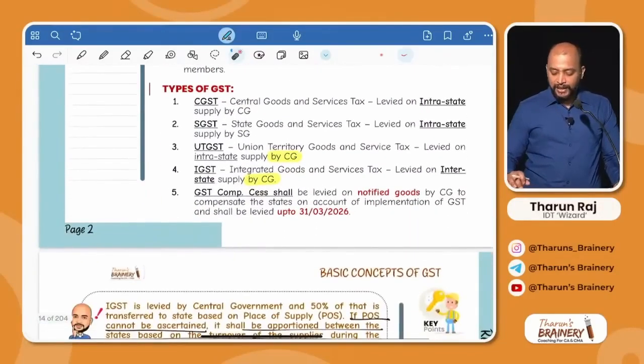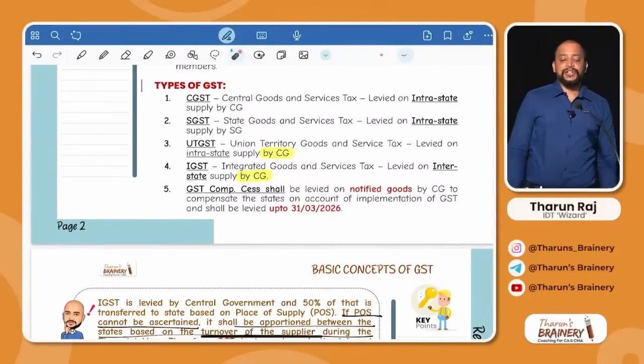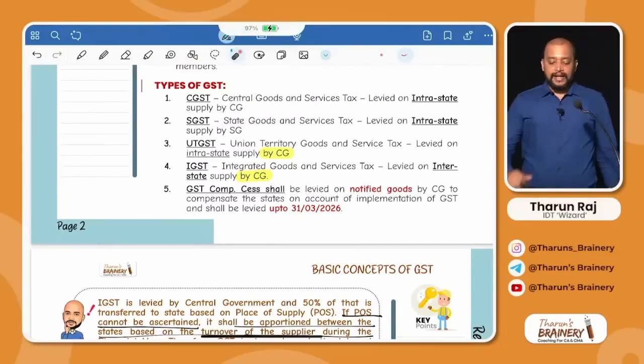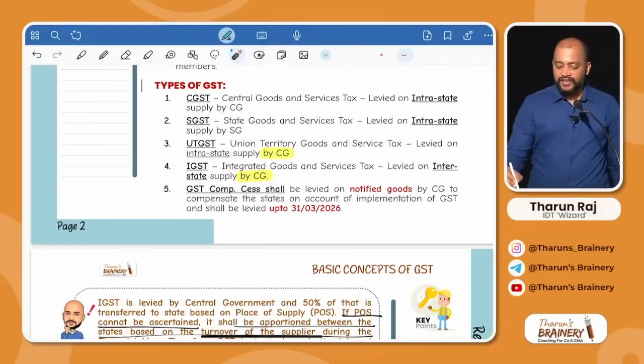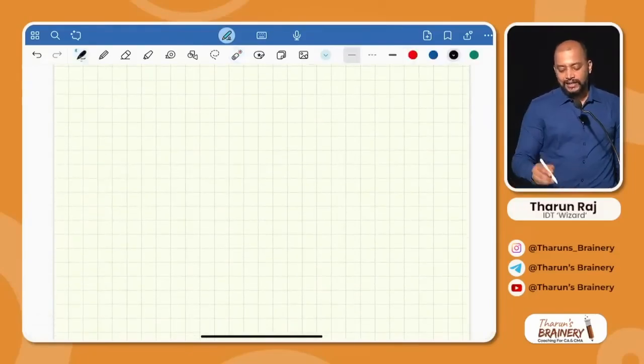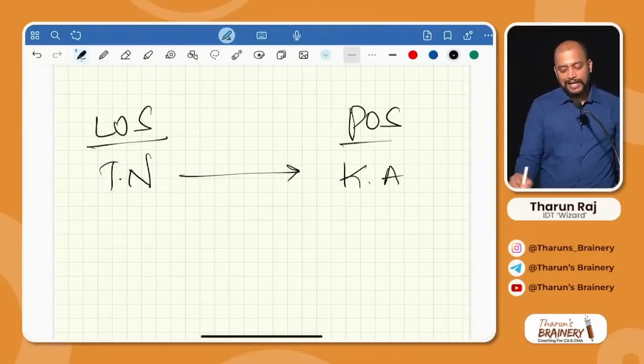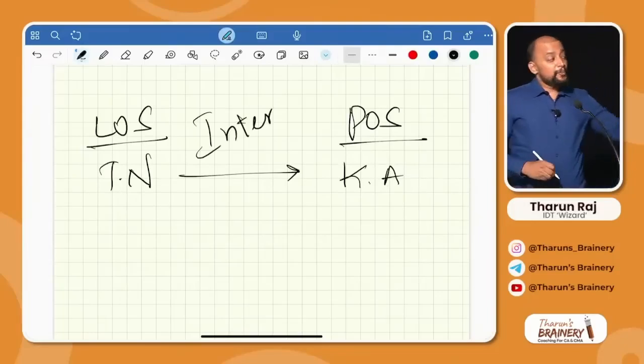Then coming back to this, there is something called GST compensation cess. What is it? Listen, take the same transaction in the past: I am located in Tamil Nadu and my recipient is located in Karnataka. The location of supplier is Tamil Nadu, place of supply is Karnataka. What is the nature of supply? Inter-state.